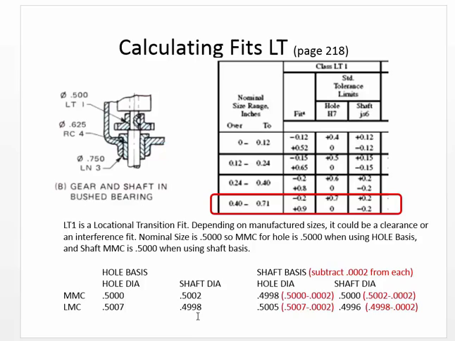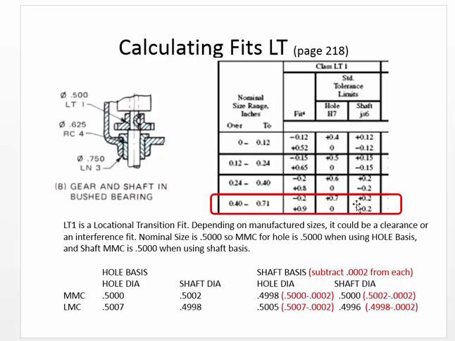If you subtract 2/10, you get 499 thou and 8/10. Now, if you take a look at that, at max material condition, you're going to have a slight interference because the shaft is 2/10 larger than the hole. At least material condition, you're going to have a clearance because the shaft is smaller than the hole is. Now that's for hole basis.